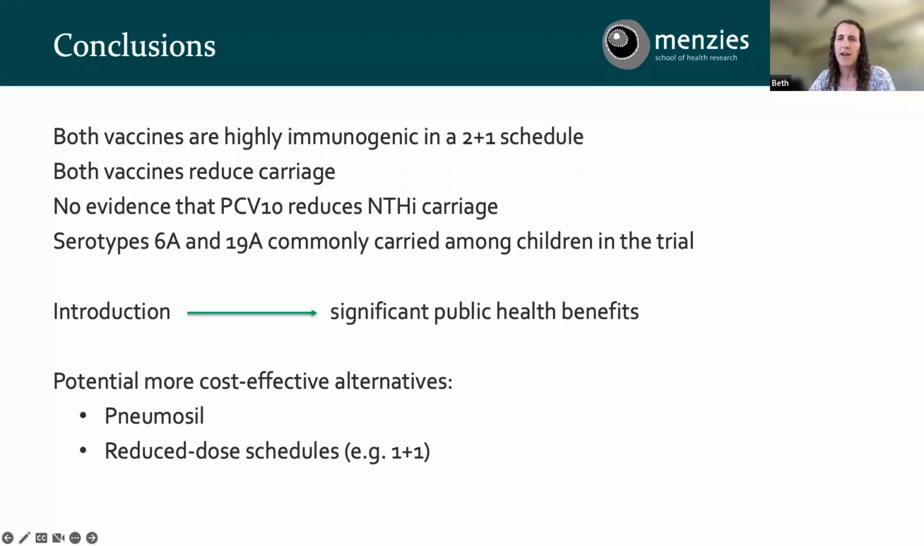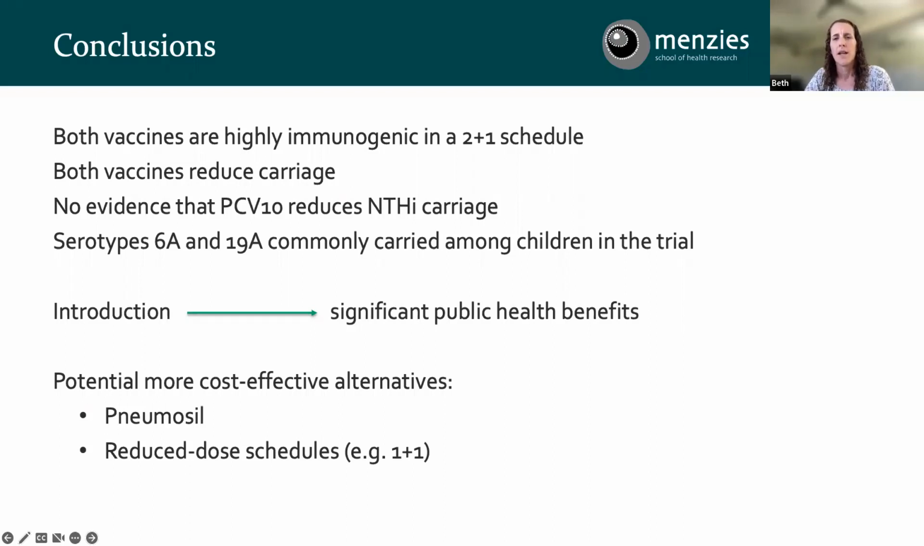Both vaccines reduce carriage, and our data, although you couldn't see it on the graph that I showed, suggests that PCV10 may have a greater impact on the carriage of the shared serotypes, and PCV13 may have a greater impact on serotype 6A and 19A carriage. So overall, they end up having a similar effect on PCV13 type carriage.